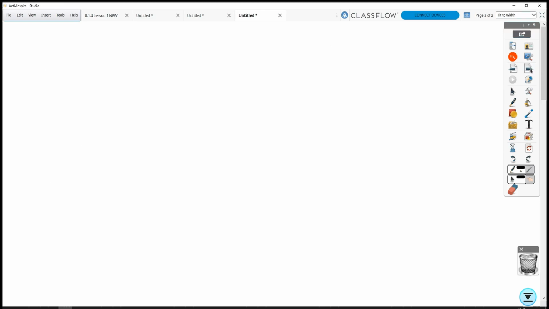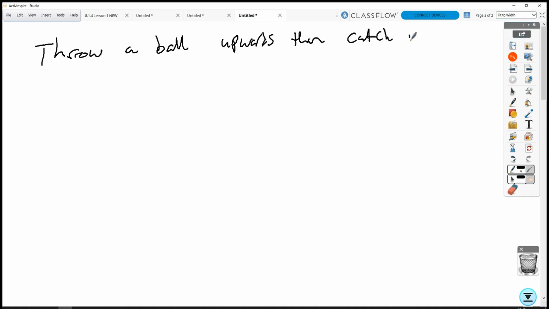Okay, start a new page. So let's imagine we throw a ball up, then catch it. The maximum height of the ball is 1 meter.